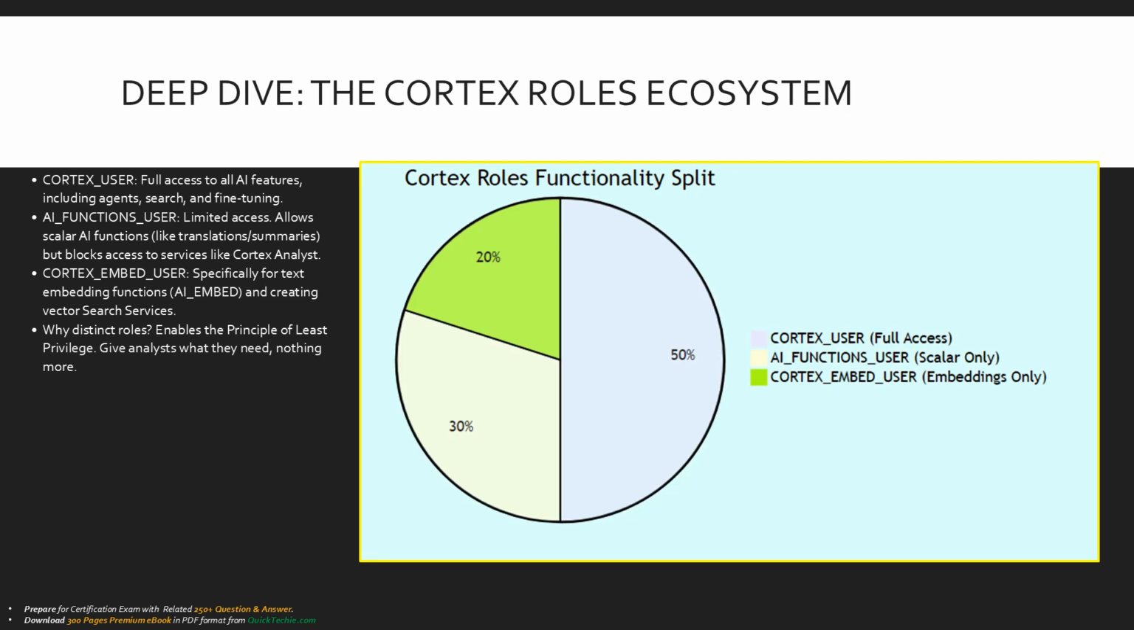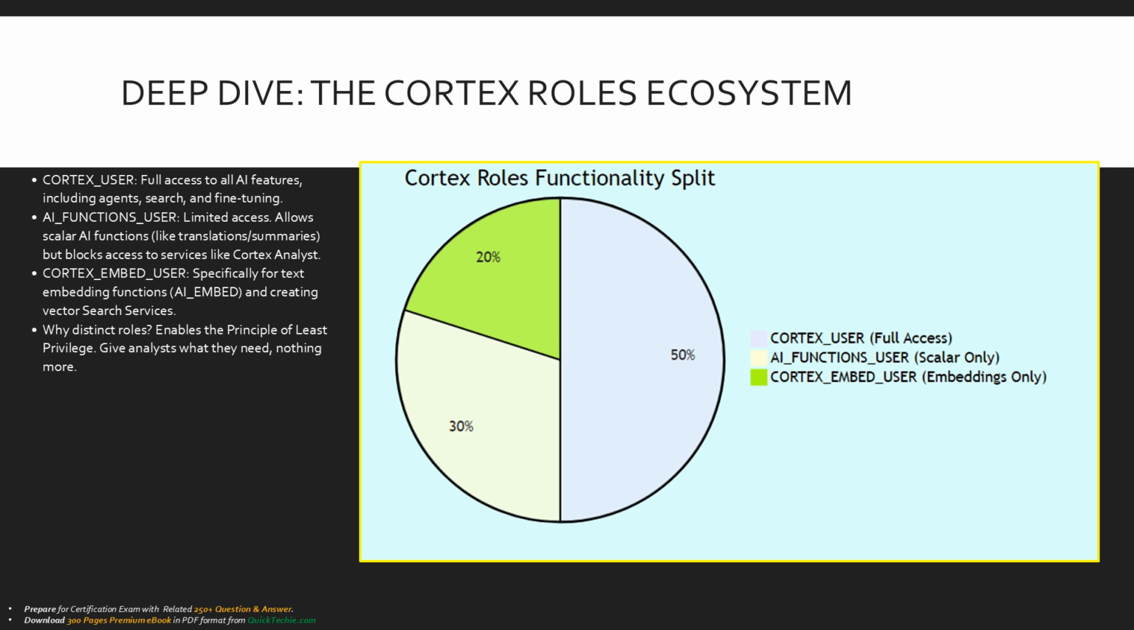Let's take a deep dive into the ecosystem of Cortex database roles. It's not just a one-size-fits-all situation. We already met Cortex user, which is the master key for all AI features. But what if an analyst only needs to run simple sentiment analysis and shouldn't be spinning up expensive Cortex agents? For that, Snowflake provides the AI functions user role. It permits scalar functions, but blocks the heavier agentic services.